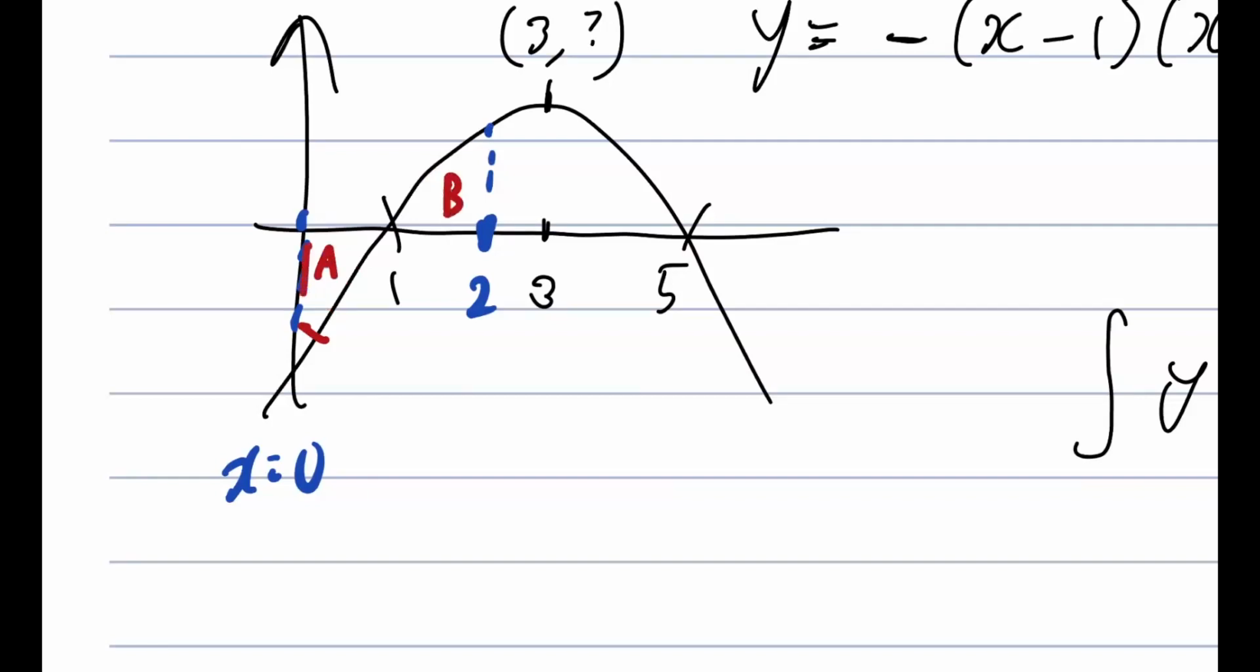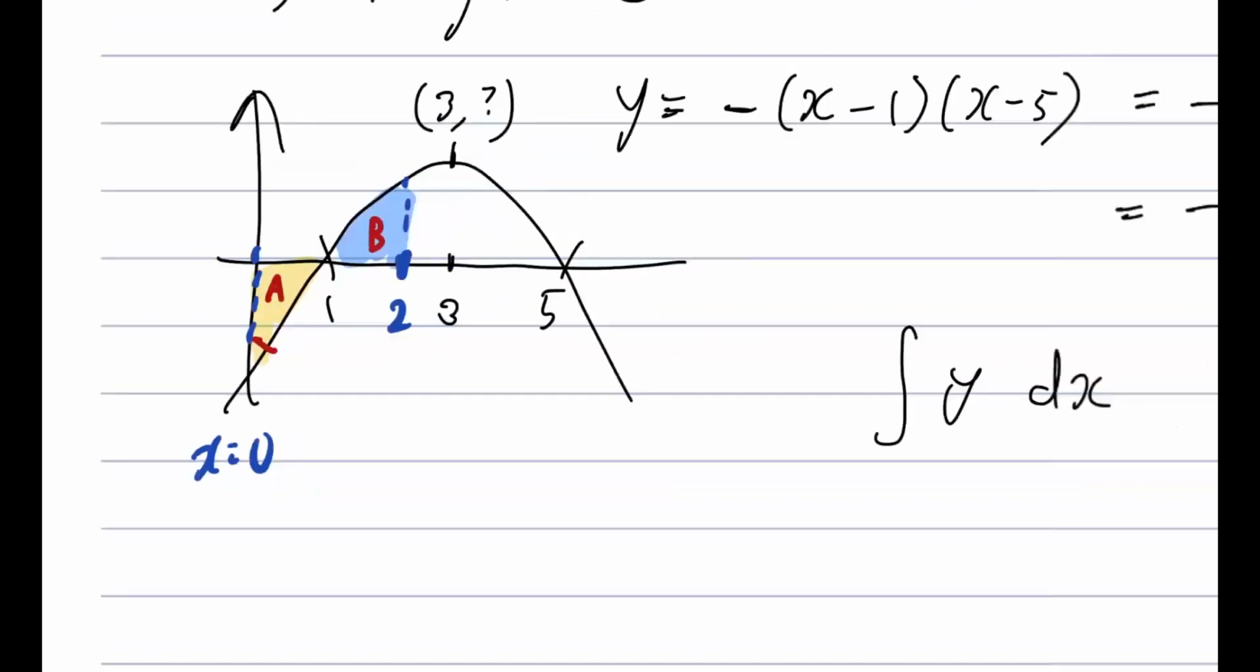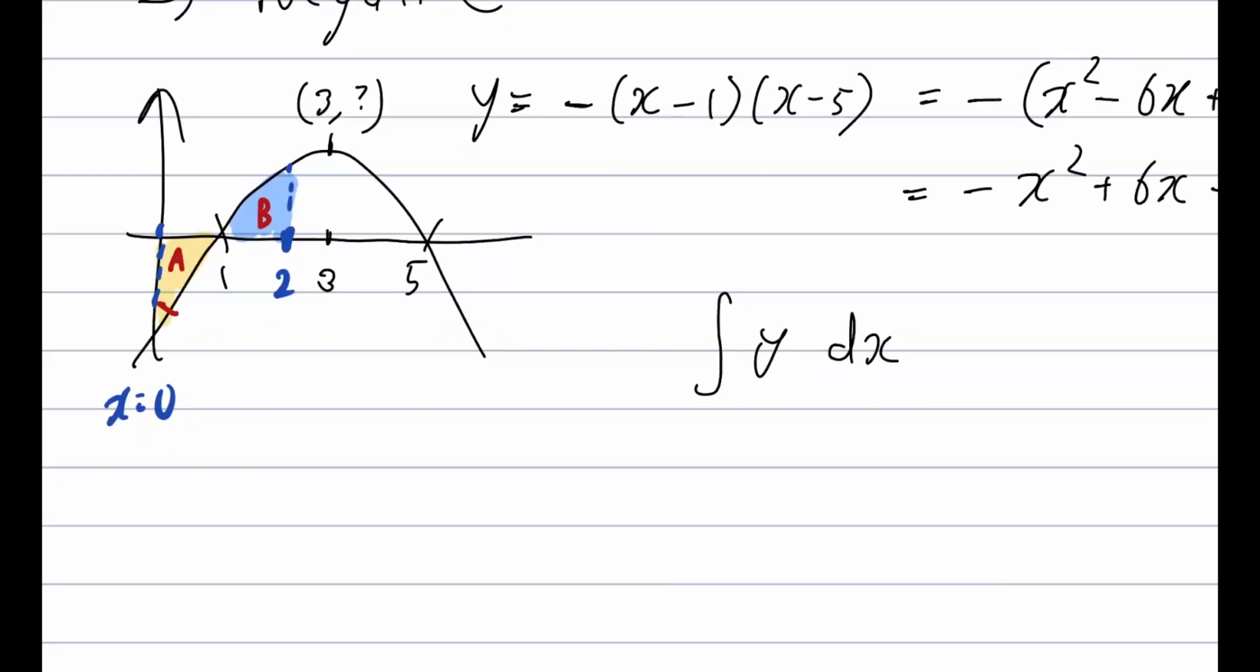Can you see the region A and B? This part here and that part there. So how will I find the area of A and B? Can I just integrate from 0 to 2? Is that the total area? It is not correct. Why?